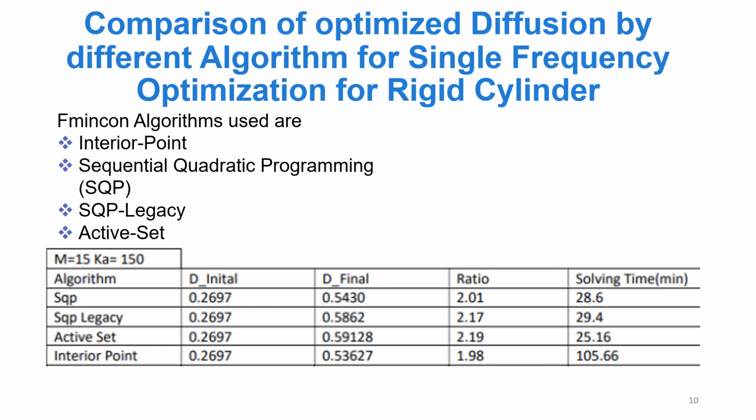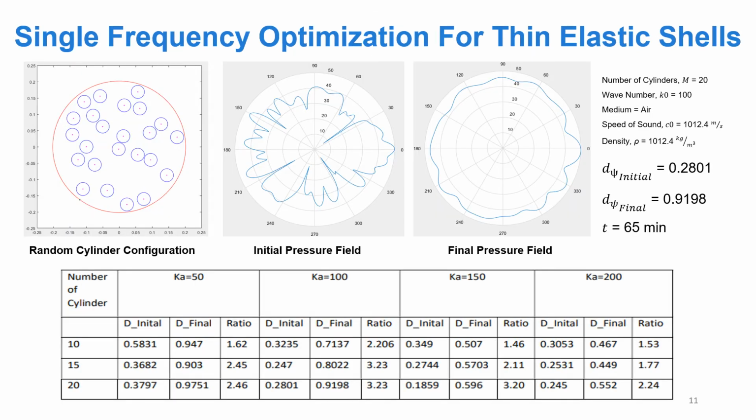Then we'll move on to the next topic, about shells. In thin shells, we consider mechanical properties, so the computation may be difficult. The images represent 20 cylinders and wave number 100. The first image shows a random cylindrical configuration. Then the second graph shows the initial pressure field before the optimization.